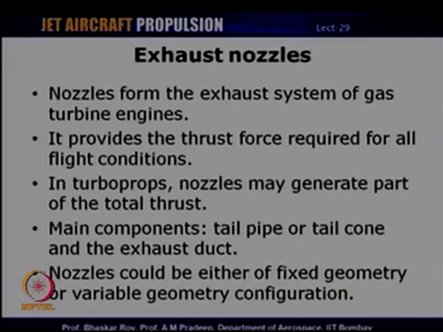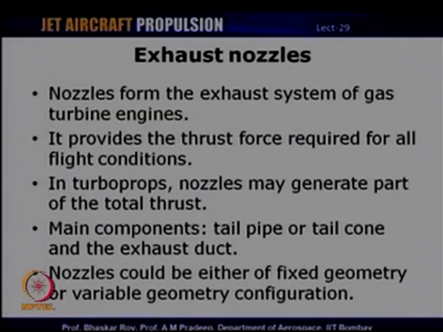There is also a tailpipe which precedes the nozzle, that also forms part of the exhaust system. Now, the nozzle forming a part of the exhaust system provides the required thrust for all the flight conditions, and in certain types of engines like turboprops, nozzles may also contribute to the engine thrust besides, of course, the propeller thrust. So, what constitutes a typical nozzle or an exhaust system? Exhaust system basically consists of a tailpipe or a tail cone, which is from the turbine exhaust all the way up to the nozzle entry, and of course, the exhaust duct or the nozzle itself.